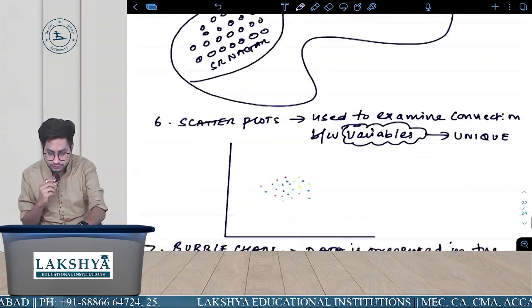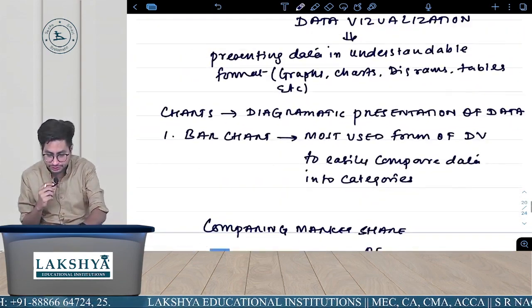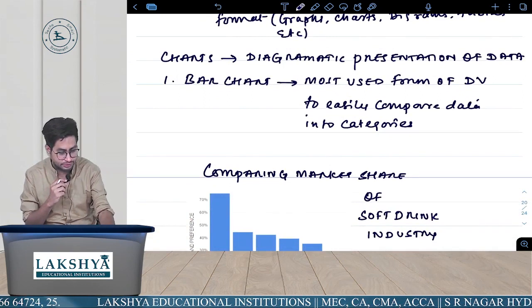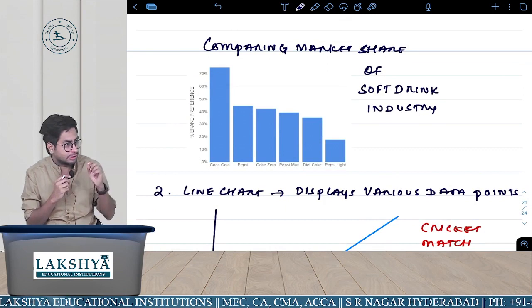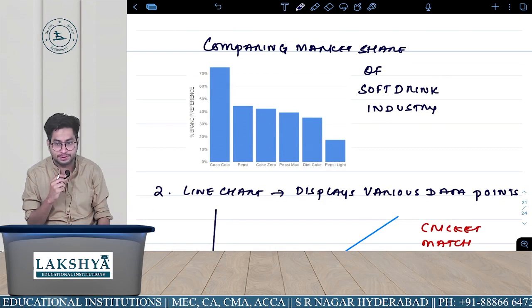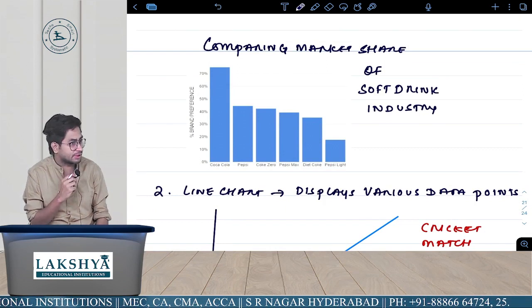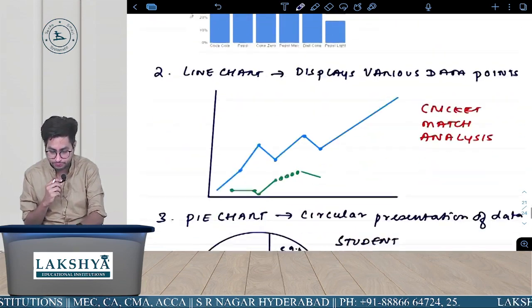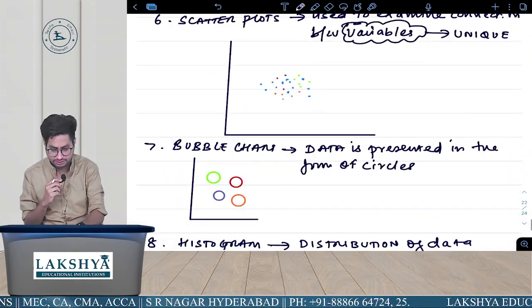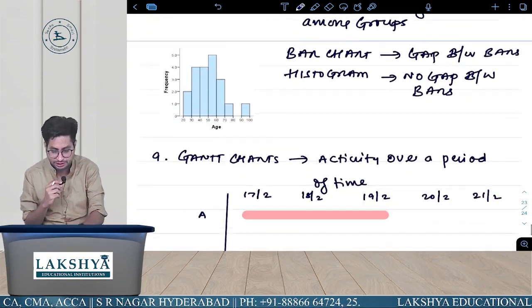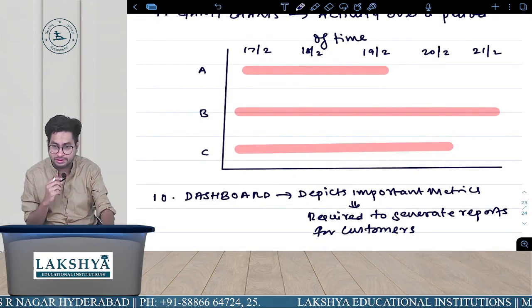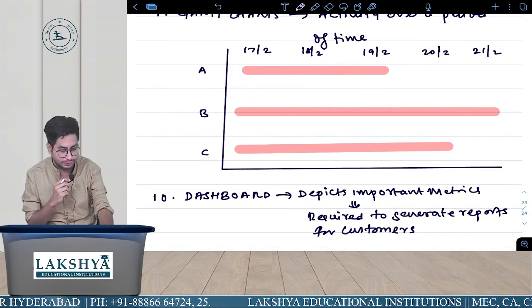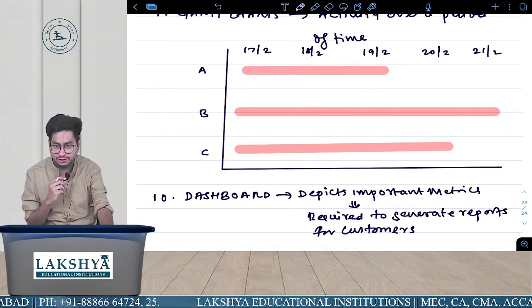So how many types of charts have we seen in total? 10 types of charts. But the question comes, who prepares these charts? Do you think a human being will prepare them or software will? You have colors, graphics and animations. All these things a human being cannot prepare alone. So human beings prepare them with the help of software.